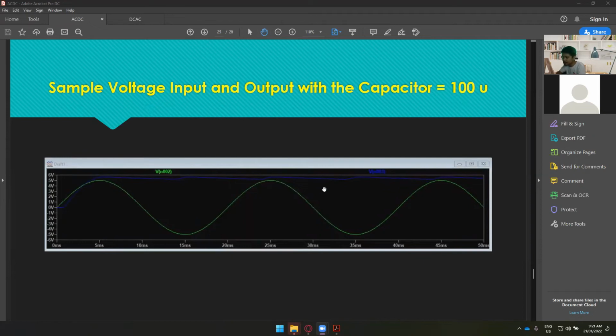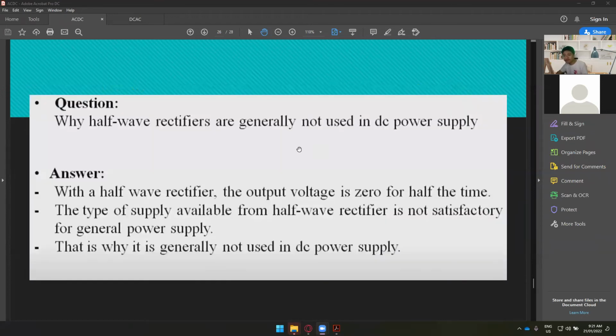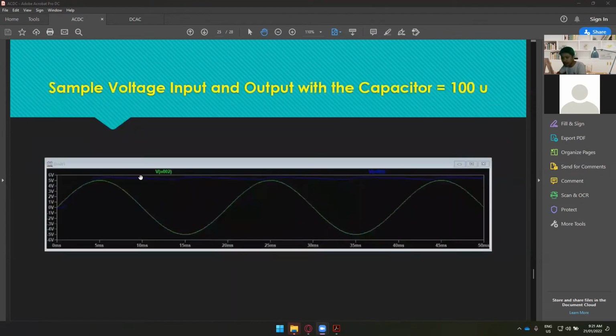But if you're a perfectionist, then you can change this into a higher value of capacitor. Well, I just have some theory right here. Why are half-wave rectifiers generally not in use in DC power supply? That's because with the half-wave rectifier, the output voltage is 0 for half the time. The type of supply available from a half-wave rectifier is not satisfactory for general power supply. That is why it is generally not used. If possible, we want to attain something like this: almost a perfect, pure DC output, which is purely, let's say, 6 volts only.